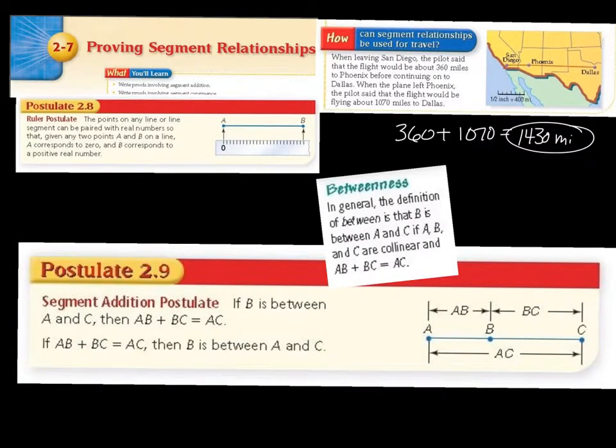And we remember in general the definition of between is that B is between A and C if A, B, and C are collinear and AB plus BC equals AC.